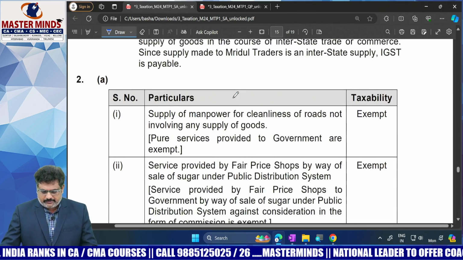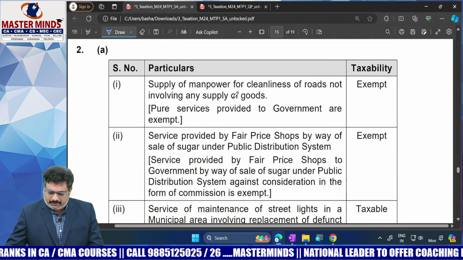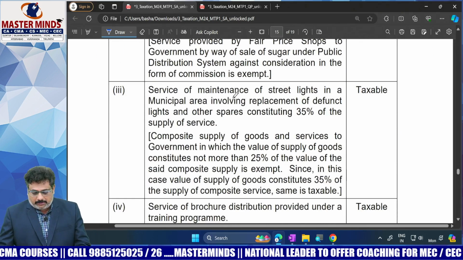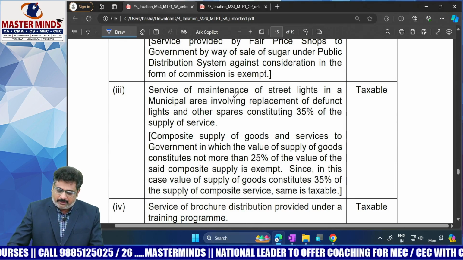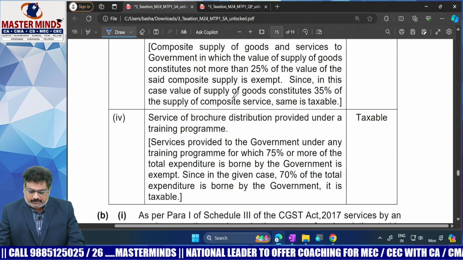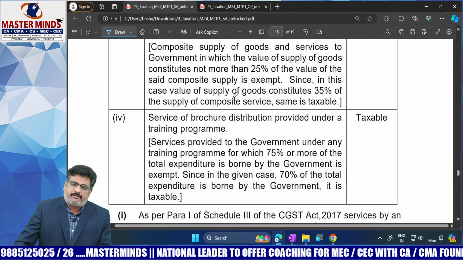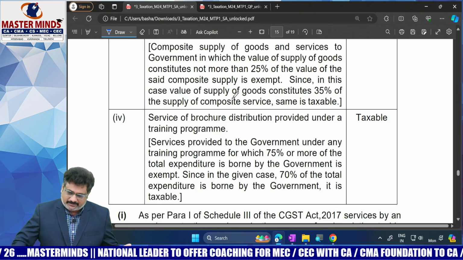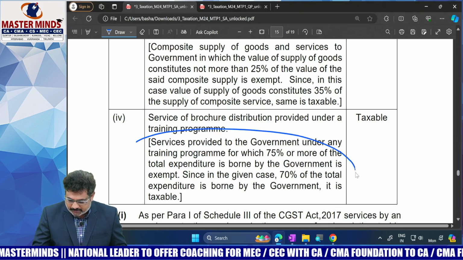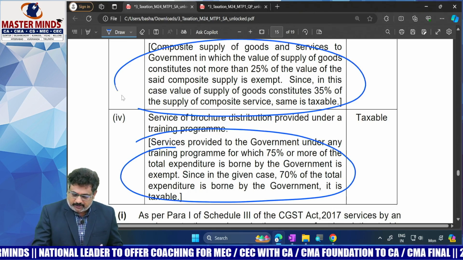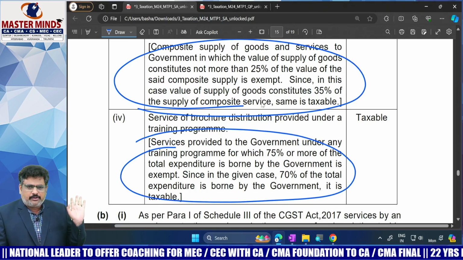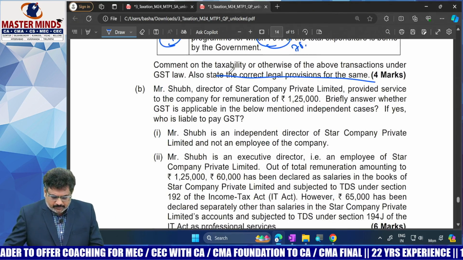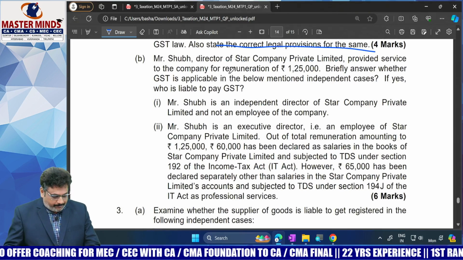See this: pure labor service, fair price shops, exempt. Street lights, more than 25%, taxable. Expenditure more than 75 is exempt, but it is 70 only, therefore it is taxable. As simple as that, but you need to write these working notes. These working notes are compulsory to get the full marks. Okay. What is the next one now?